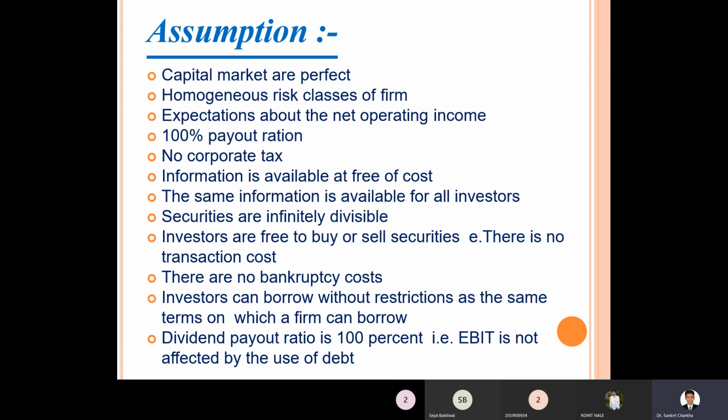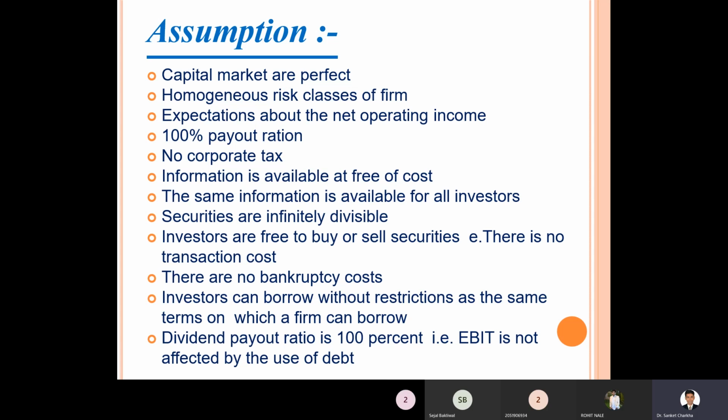The same information is available to all investors. So whatever type of information you are dealing with or sourcing, the same information is available to all investors, whether debt investors or equity investors. Securities are infinitely divisible. So all the securities are properly and infinitely divisible, and a proper optimum mixture and combination of equity and debt is made by the investors in a company.